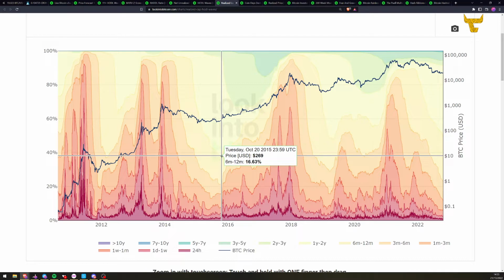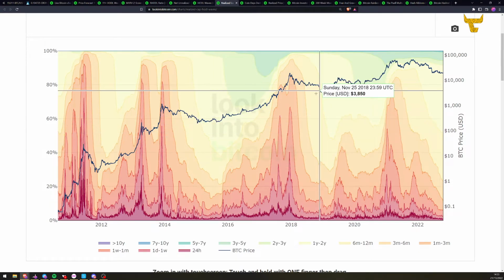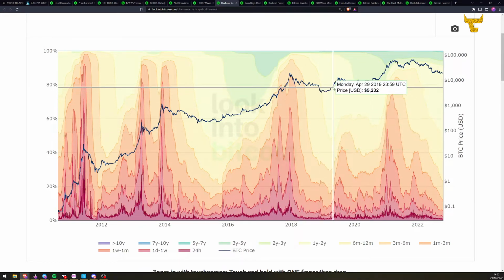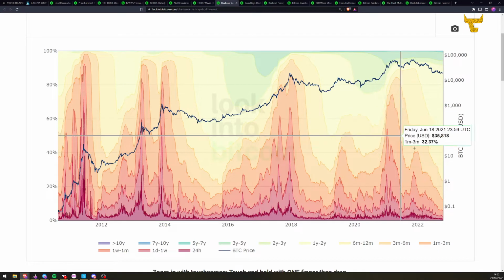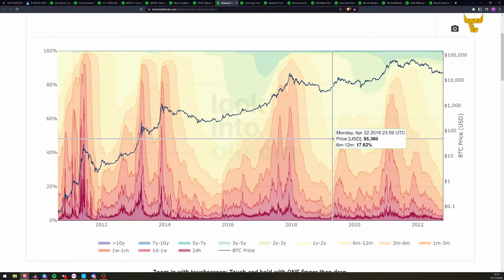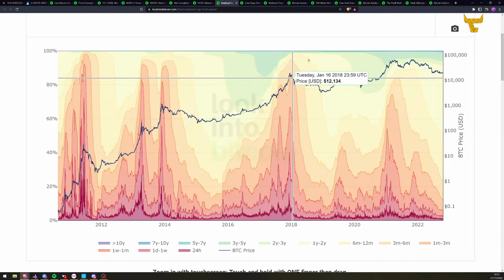The yellow 1 year, 2 year HODL wave reached these low levels during the bottom here as well. Again, it keeps dropping until we start to go up, and we are at a similar level again, slightly higher than the previous one and the previous one.